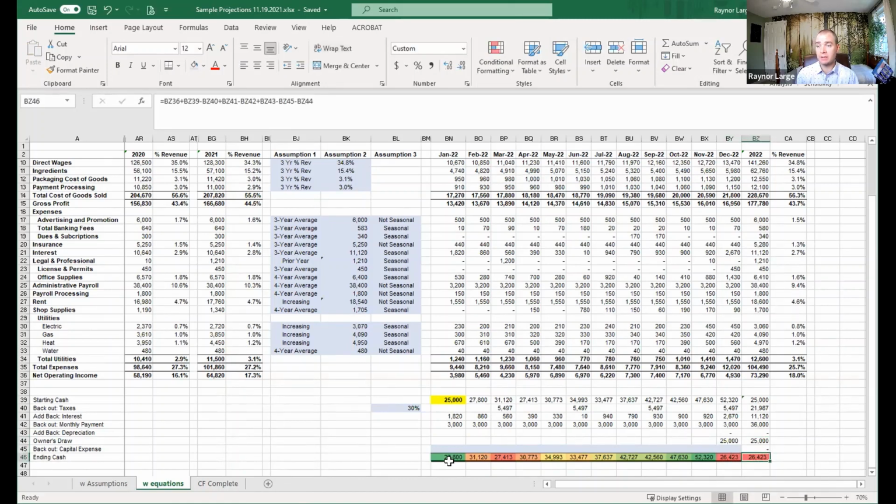Then that leaves me with 26,000 in the bank. Owner's draw is already after taxes, so it doesn't change my tax burden. It's just a matter of what am I paying myself when, and how does that look to my bank balance, my cash flow, right?